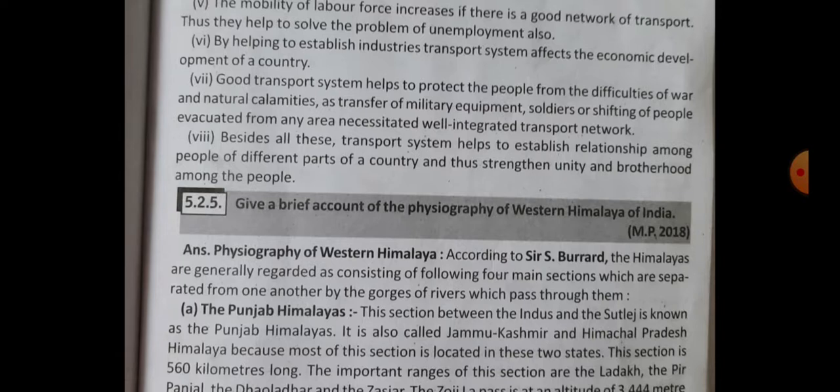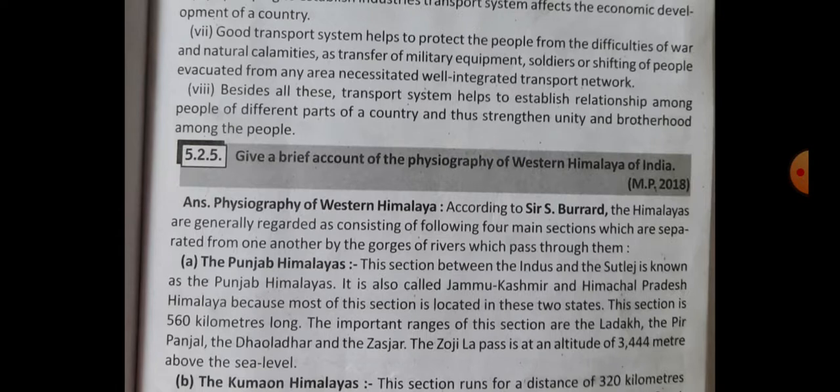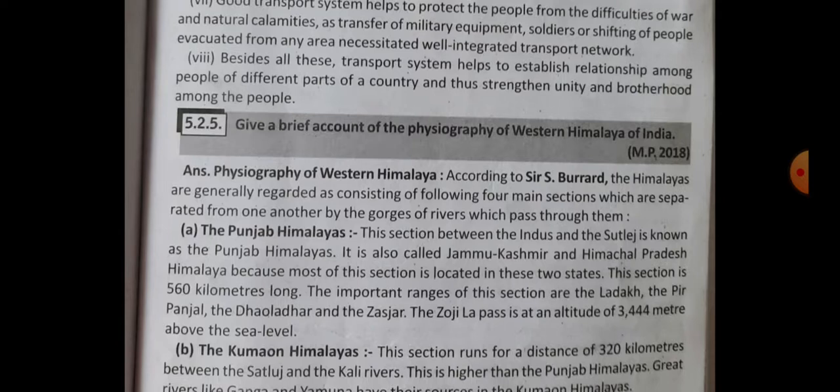A good transport system helps to protect the people from difficulties of war and natural calamities, as transfer of military equipment, soldiers, or shifting of people evacuated from any areas necessitate a well-integrated transport network. Besides all this, the transport system helps to establish relationship among people of different parts of a country and thus strengthen unity and brotherhood among the people.